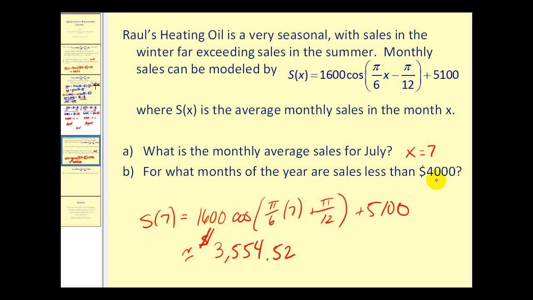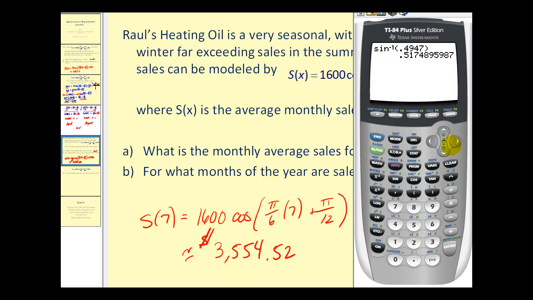Okay, for the next part, for what months of the year are sales less than $4,000? I think what we'll do this time is look at this graphically. So we'll graph this function and determine for which x values it's below the line y equals 4,000. So let's get our graphing calculators out. Make sure we're in radian mode. Next, let's set up the window so we get a nice view. And I've already set it up nicely. X goes from -1 to 13 by ones. Remember, x is the month. Y is the dollar value of sales, and I set it up from -200 to 8,000.